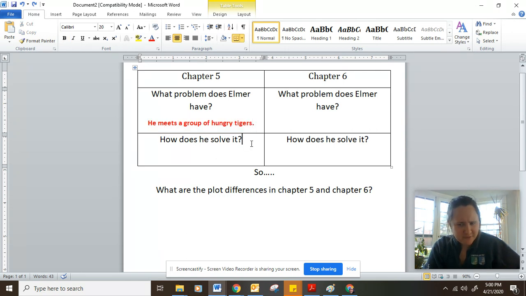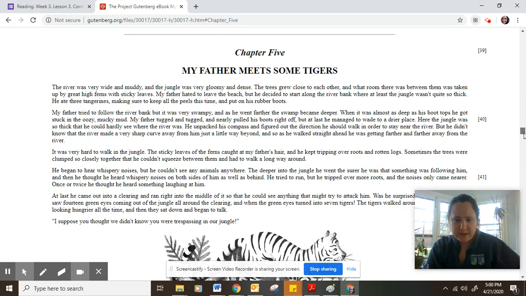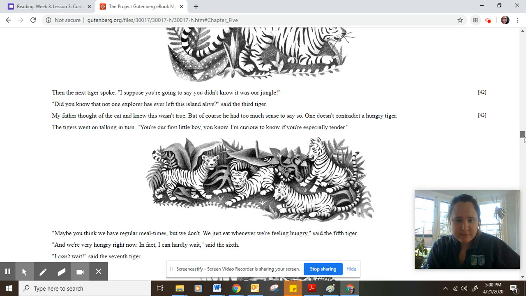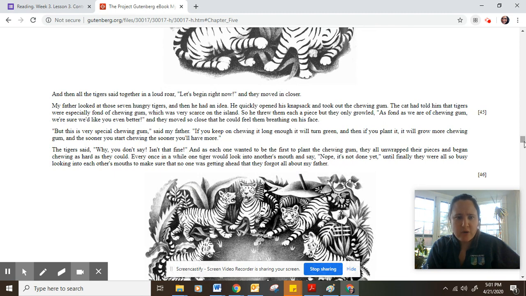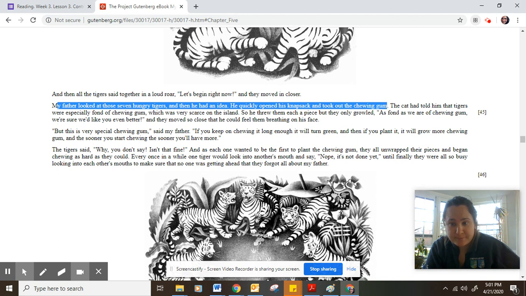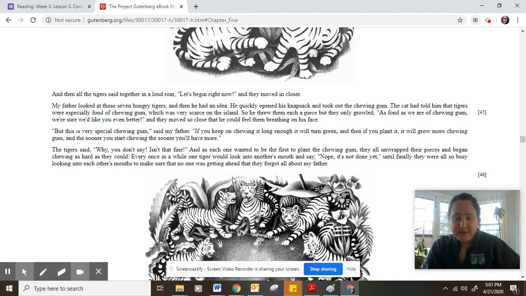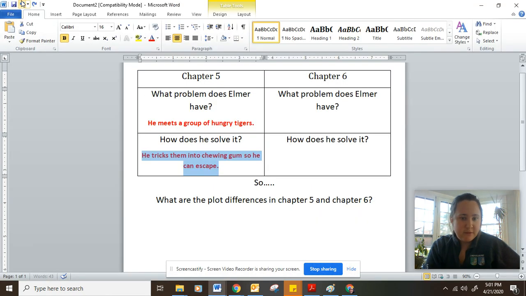Now I need to know, how does he solve that problem? I'm going to go back to my text again, and now I'm looking. What did he do? The tigers were getting ready to eat him. They were really hungry. Oh yeah! "My father looked at those 7 hungry tigers, and then he had an idea. He quickly opened his knapsack and took out the chewing gum." He gives the tigers gum. He tricks them into chewing gum so that he can escape. Okay, so that's what happened in chapter 5.